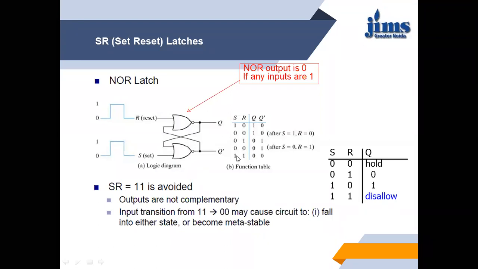Now when the input combination is 1 1, both outputs go to 0 0 and SR equals 1 1 is avoided. Outputs are not complementary, hence the transition from 1 1 to 0 0 may cause the circuit to fall into either state or become metastable.